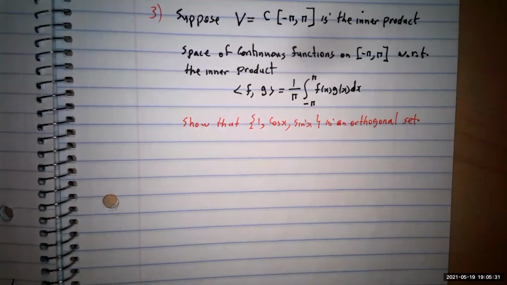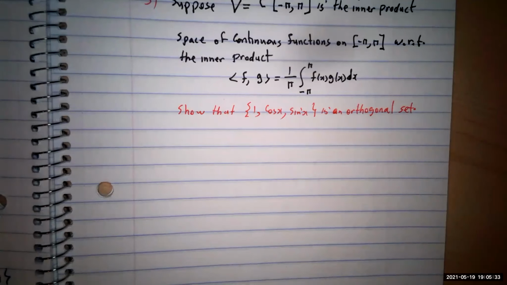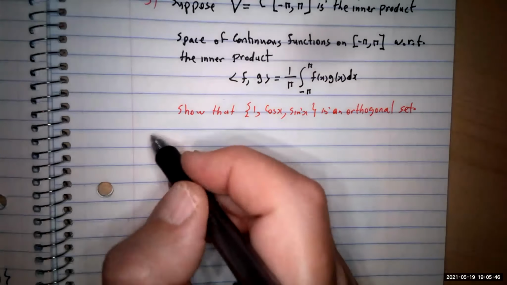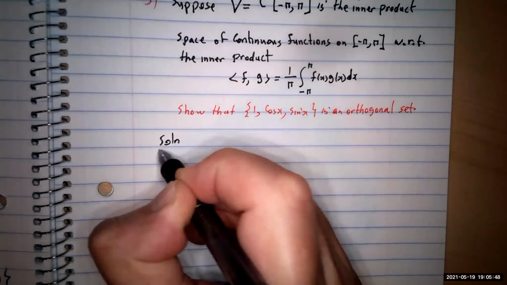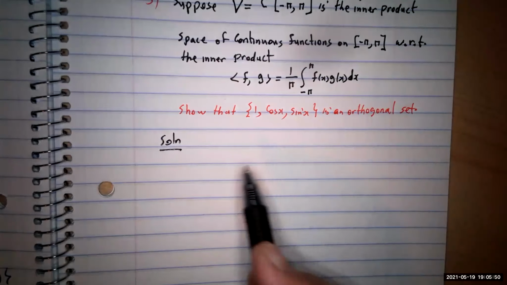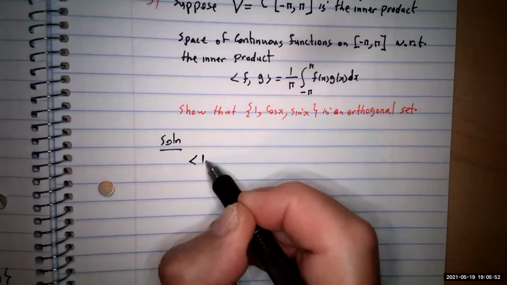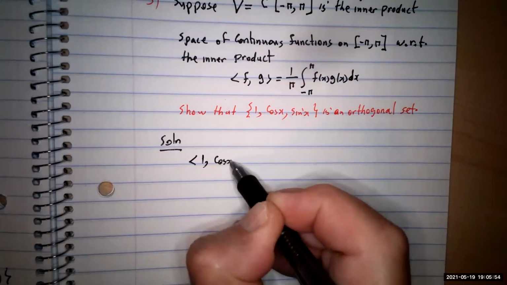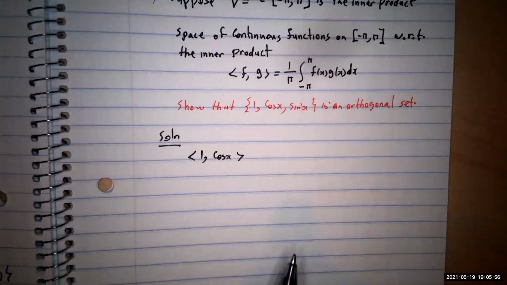Again, what we are going to do is prove that they are going to be orthogonal. Okay, three vectors. So the solution is going to be, this is your inner product. So for example, what is the product of 1 and cosine x? You have to prove that this is equal to 0.